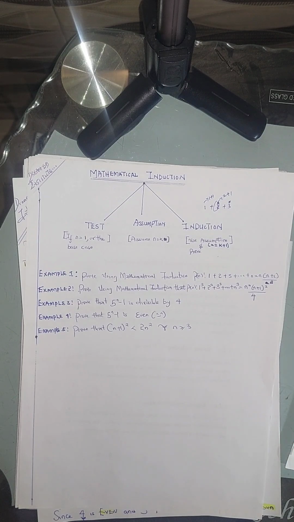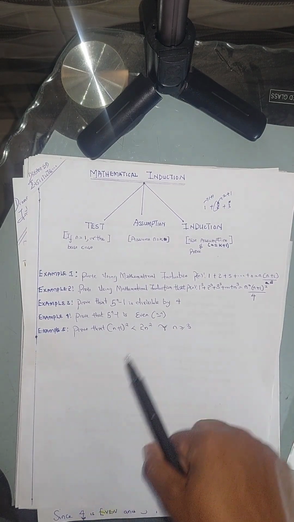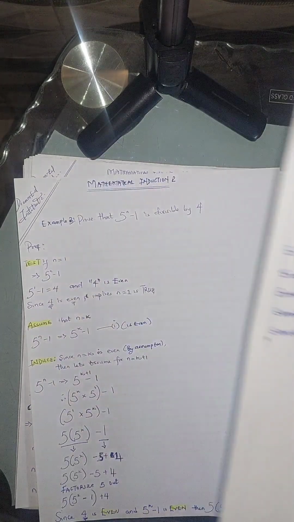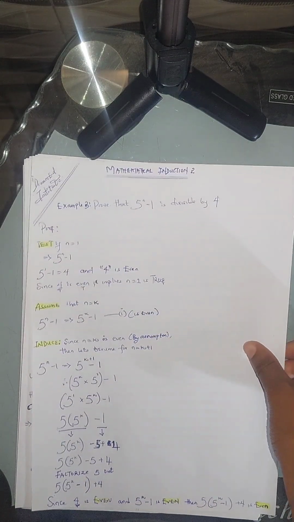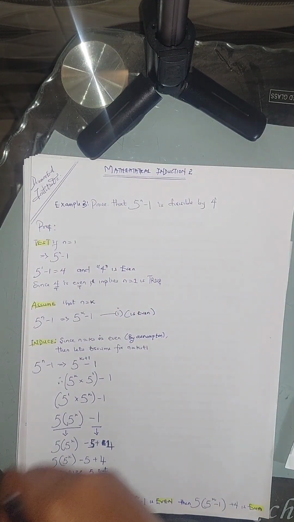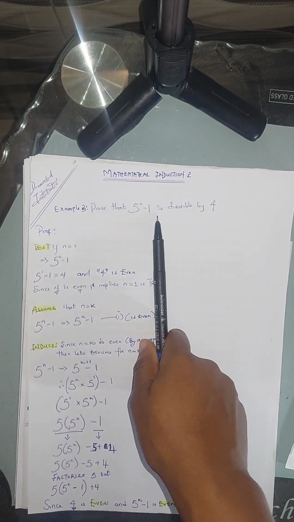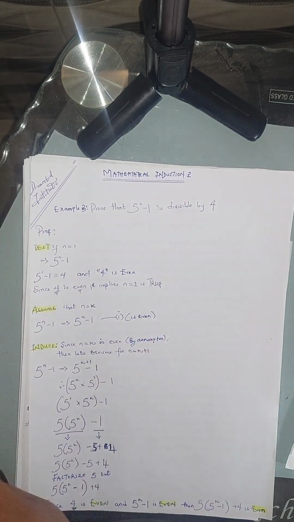So today we're solving question number 3, which is very simple and easy to solve. All right, let's go. This question states: prove that 5 raised to the power n minus 1 is divisible by 4. Very simple. Don't forget the steps I asked you to follow in the first video.